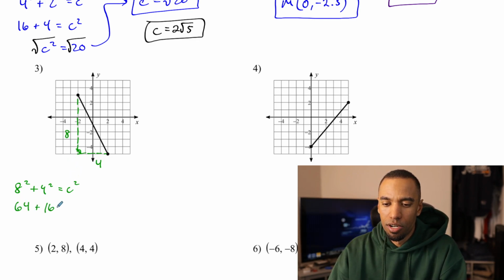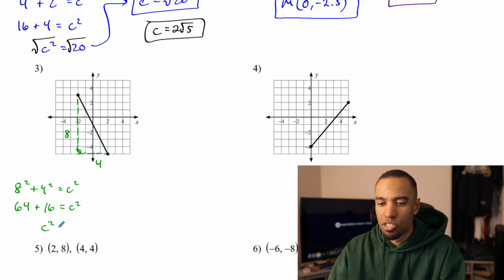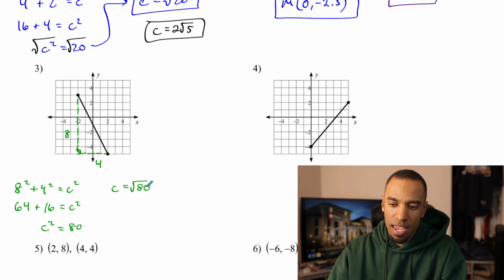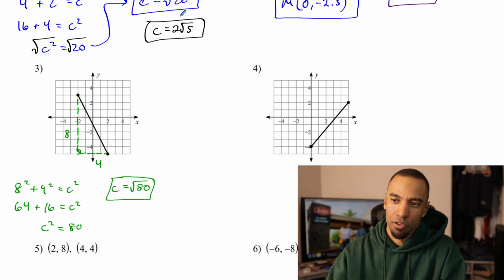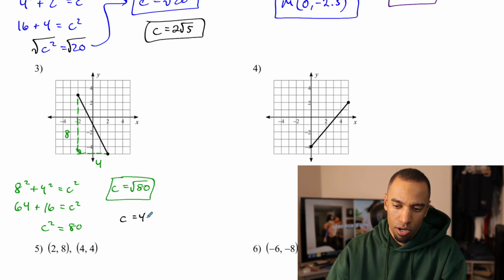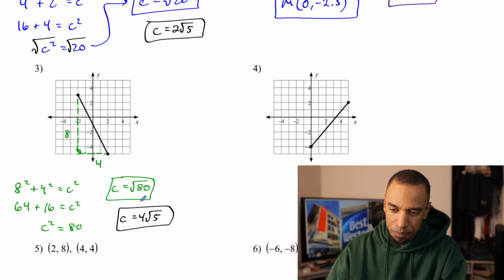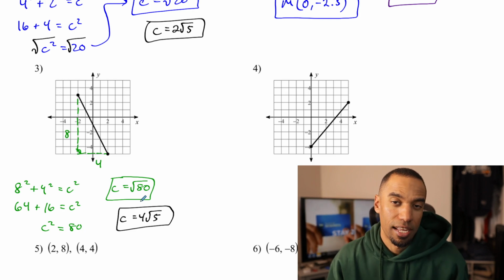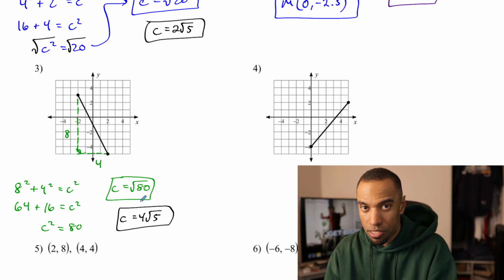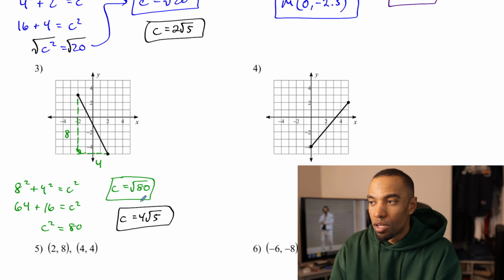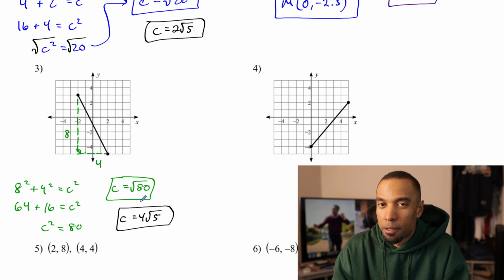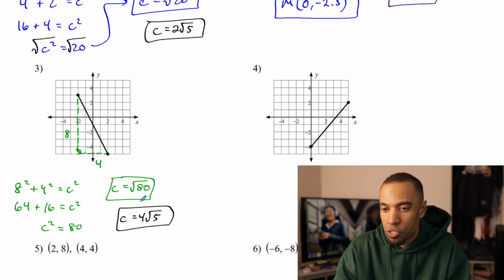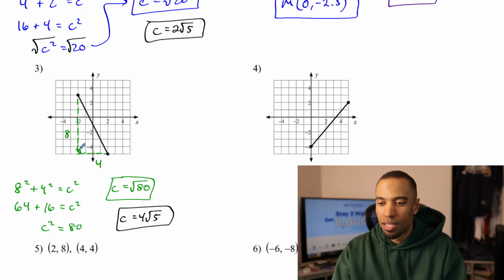8 squared is 64. 4 squared is 16. And c squared is 80. Take the square root of both sides. C will be the square root of 80. That is my final exact answer. If you know how to simplify radicals, that is 4 root 5, if that's what you're going for. Now, this number's about 9 because 81 is 9 squared. But I'm not going to just round it to 9. If it said the square root of 81, I would say c equals 9. It is not. This number's around 8.9 something. Very close to 9. Not exact. I'm not rounding. That's exact right there.